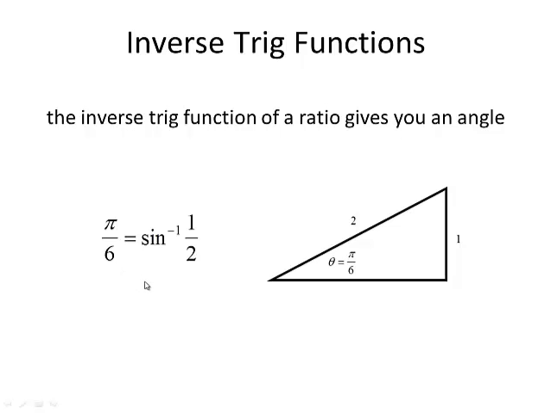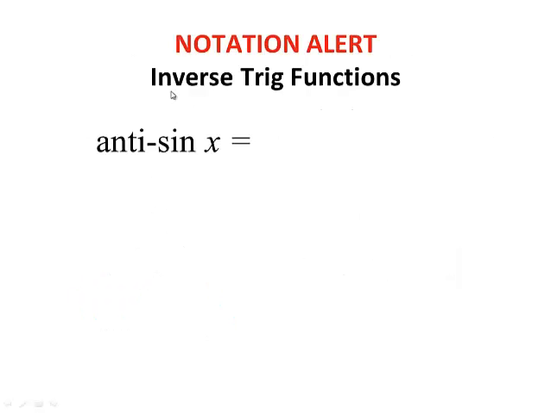Okay, so let's talk about some of these. Angle, ratio. Just a notation alert. I don't see this very much, but this is called an anti-sine x, arc sine x, inverse sine x. These are all the same. They all mean the same thing. This x is a ratio, and you're going to use this to get an angle.